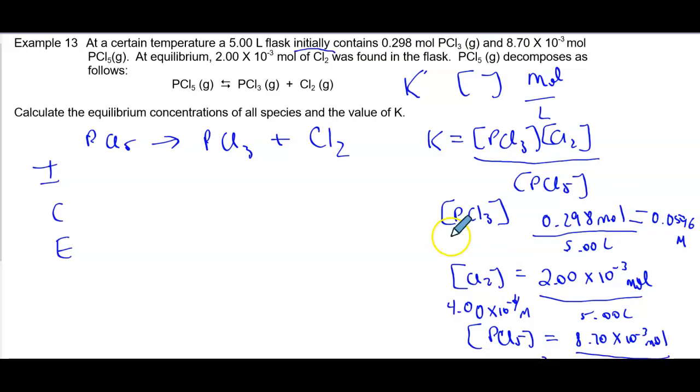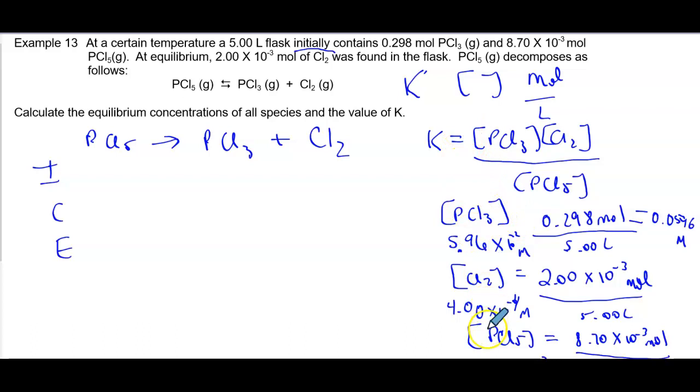So this would be 5.96 times 10 to the negative 2 big M. Okay, so once we have concentrations, and some problems you may already have concentrations given, sometimes you'll have to convert moles to liters, sometimes you'll have to go from grams to moles to liters, and sometimes you will have pressures.